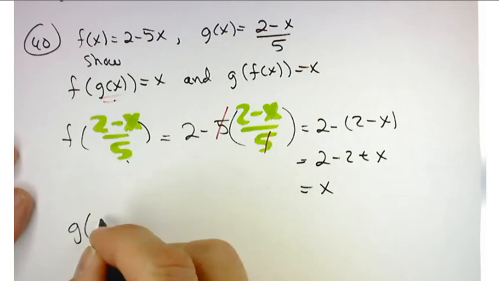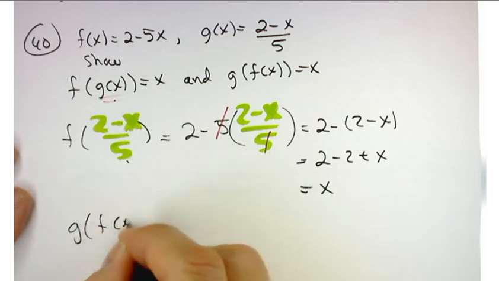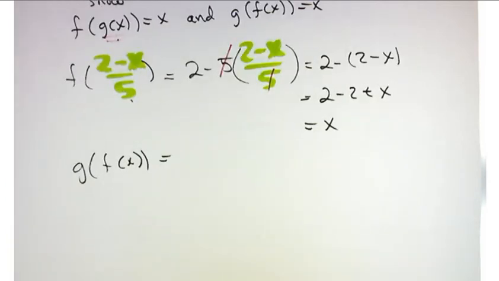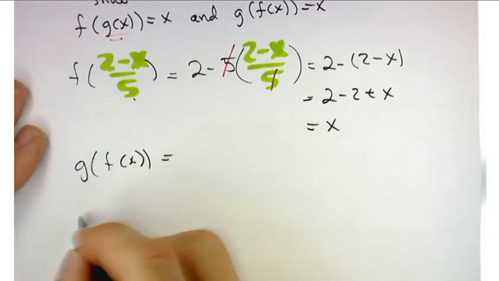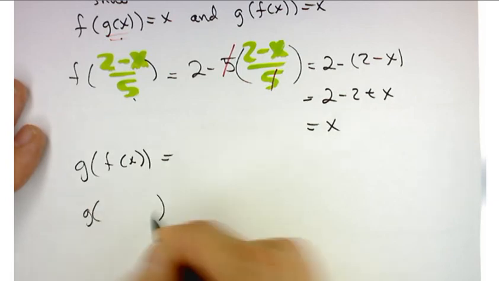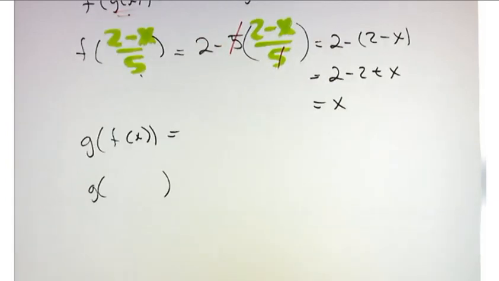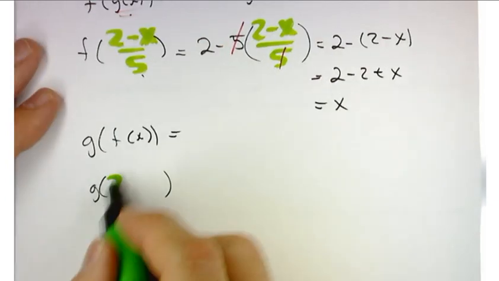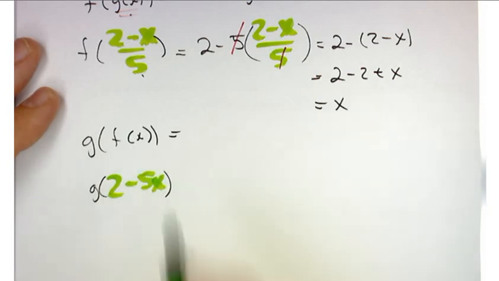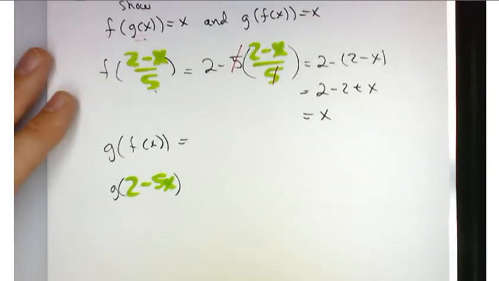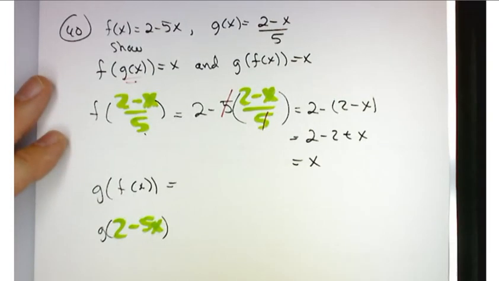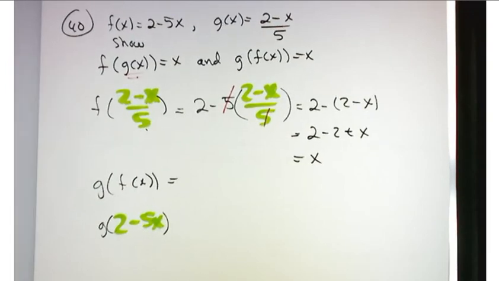All right, so we're going to do the same thing the other direction. g of f of x. So again, work from the inside out. That's going to be g of 2 minus 5x, and plug that into the rule for g. So let me zoom out a little bit. There's your rule for g. Plug 2 minus 5x into the rule for g.